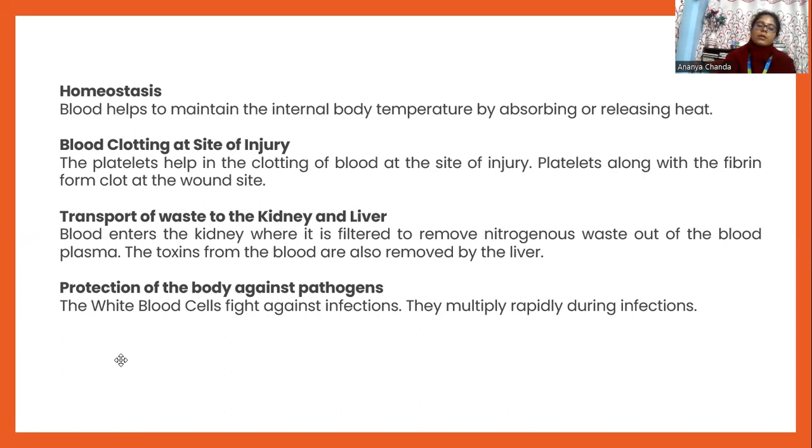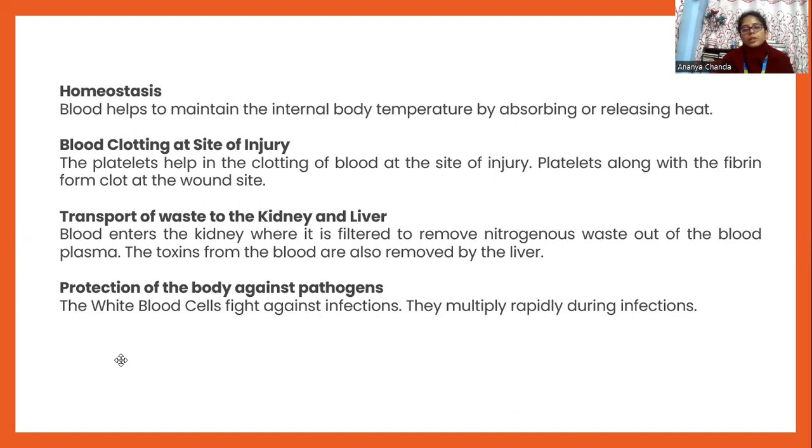Then comes the transport of waste material to the kidney and the liver. The blood enters the kidney, where it is filtered to remove nitrogenous waste out of the body. Blood plasma and the toxins from the blood are also removed by the liver.